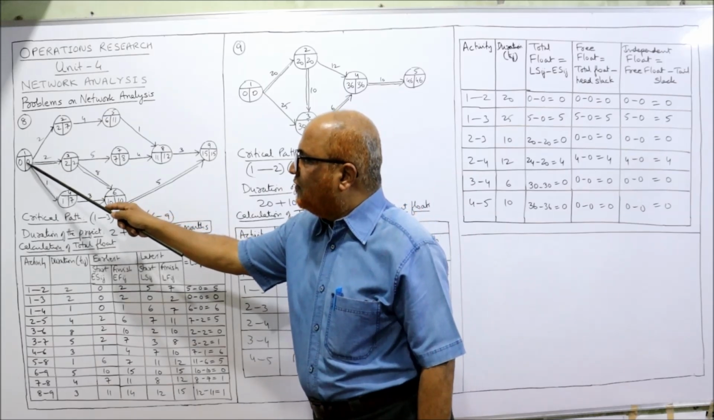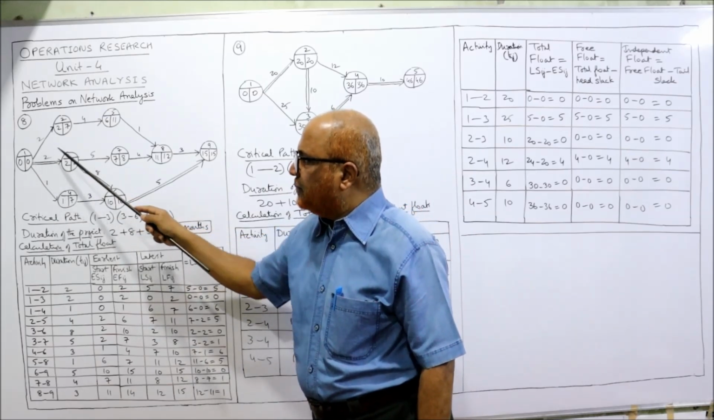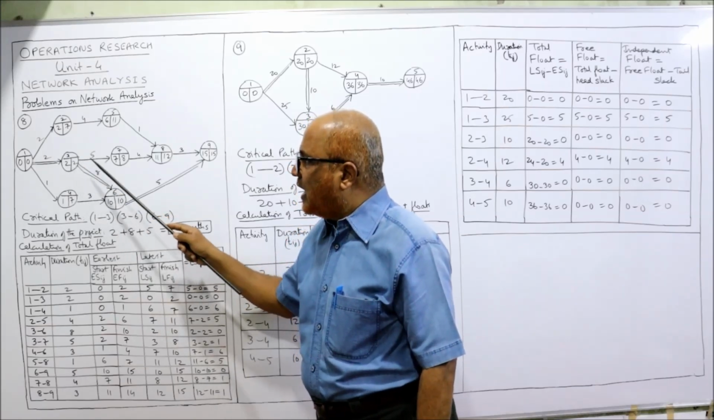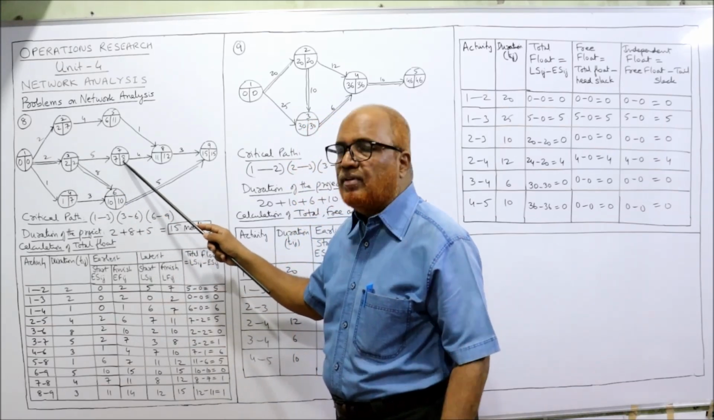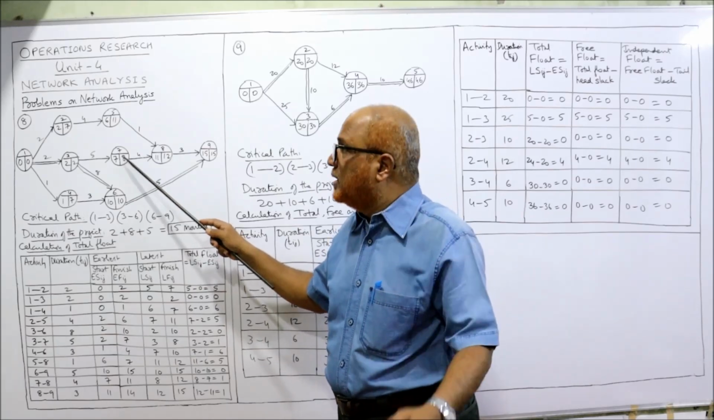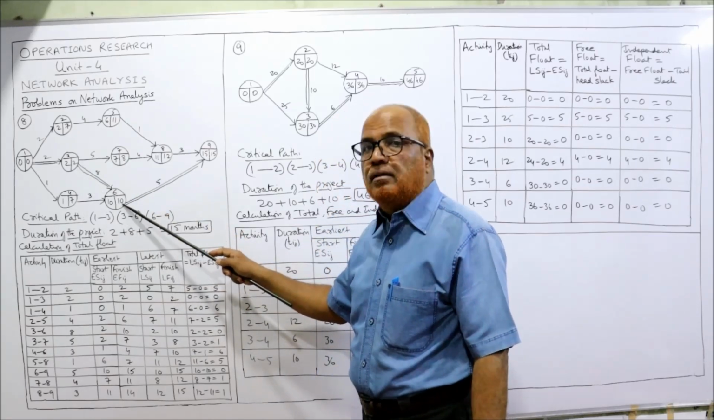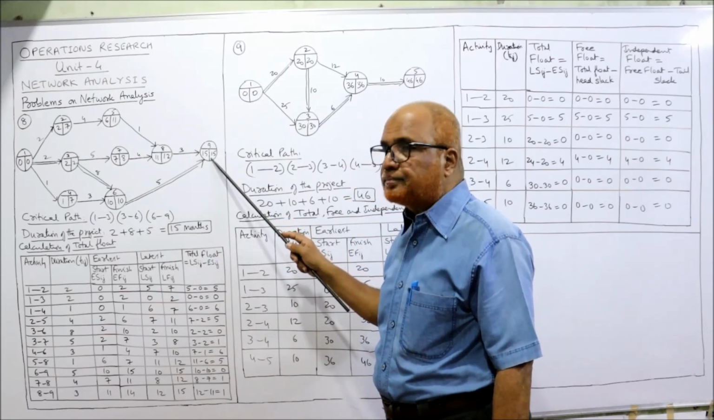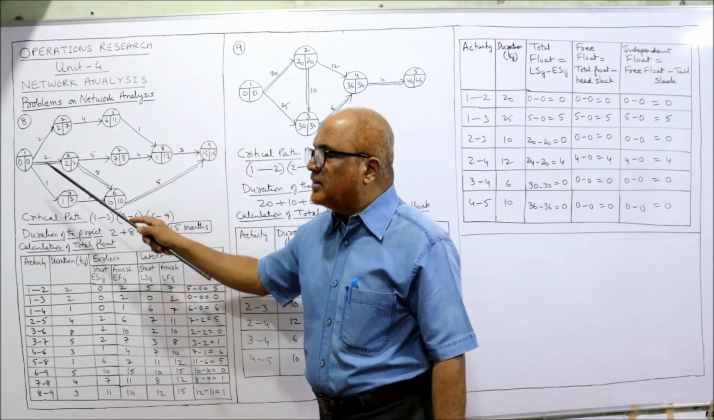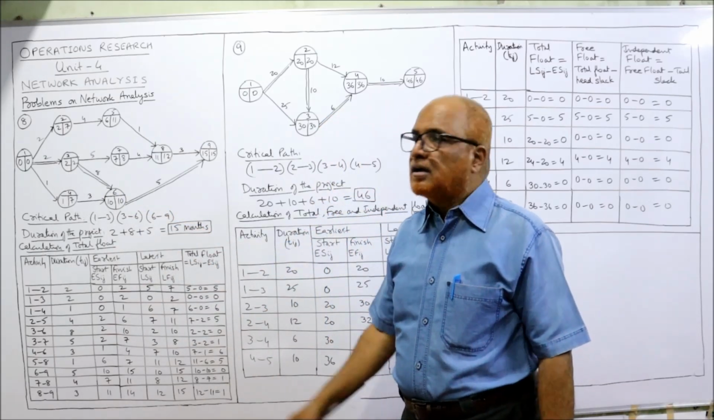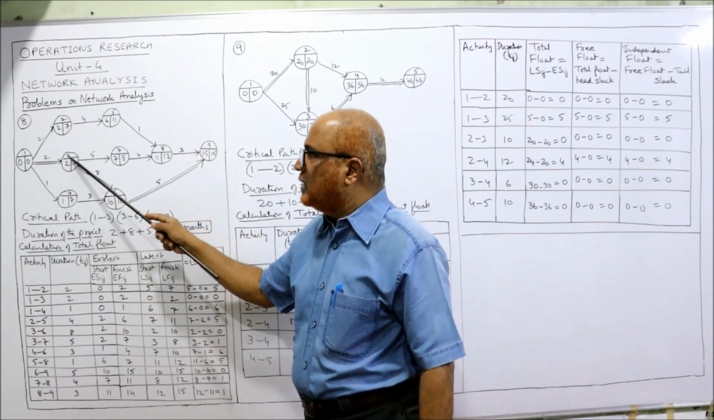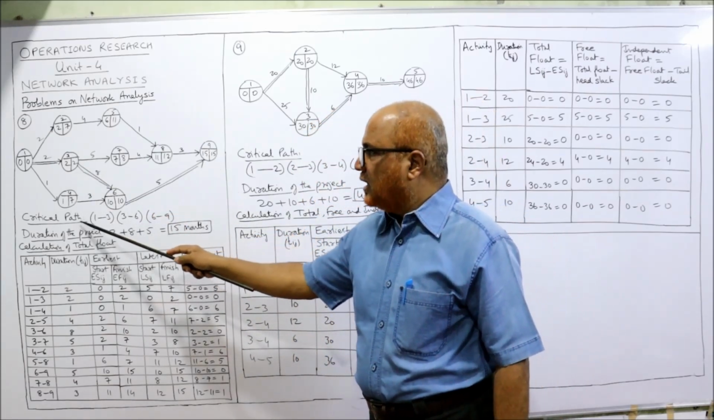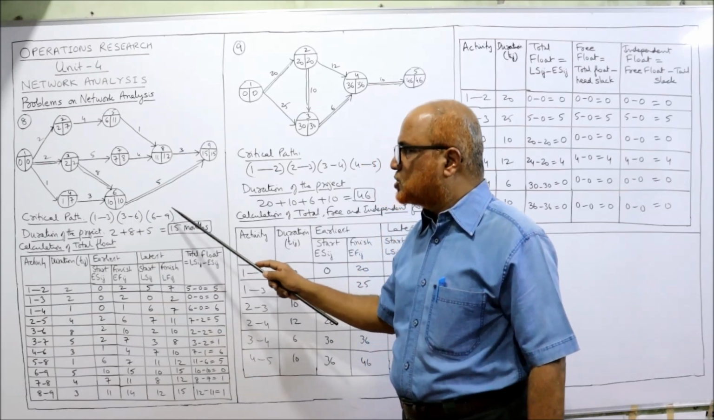So first of all, 1 to 3. First event to third event, 2 to same. Again, we cannot go 7, 8 because 7, 8 are different. Both should be same. So we'll come down, 10, 10. From the 6th event, we'll go to 9th event, 15, 15. So now the critical path is shown by double lines. The critical path is 1 to 3, 3 to 6, 6 to 9. This is the critical path, 1 to 3, 3 to 6, 6 to 9.